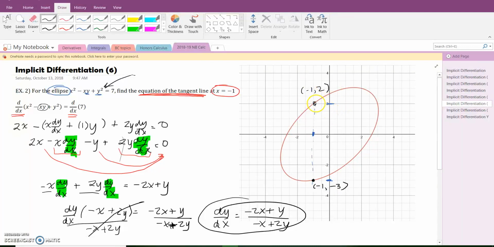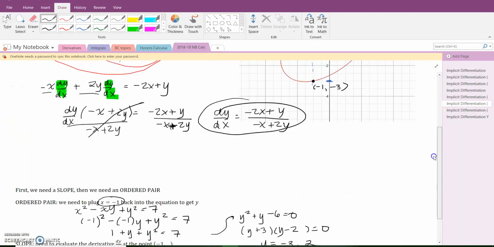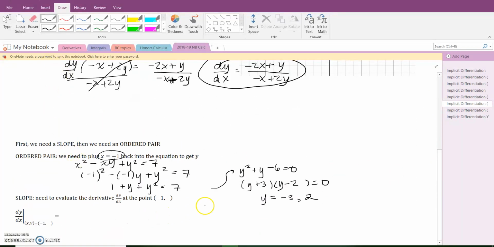So there are two possibilities for a tangent line. I'm just going to go ahead and tell you that I want to do the one at negative 1, 2. They'll always tell you. It's not like you have to know which one to pick. You will be told which one to choose. So let's do the negative 1, 2 one. Proper notation here, dy/dx at (x, y) equals (negative 1, 2).